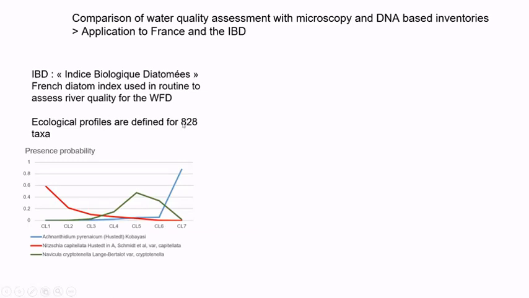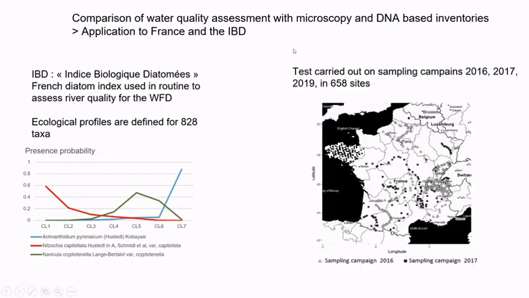So the application to France is with IBD. For the IBD, we have 828 taxa with an ecological profile. You can see here some examples of ecological profiles. And we carried out some tests on different campaigns, which were carried out by the water agencies. The laboratories sent us the samples. One part was for microscopy and the other part was for DNA, and we did the DNA. You can see here we had 658 sites, and you see the position in France.